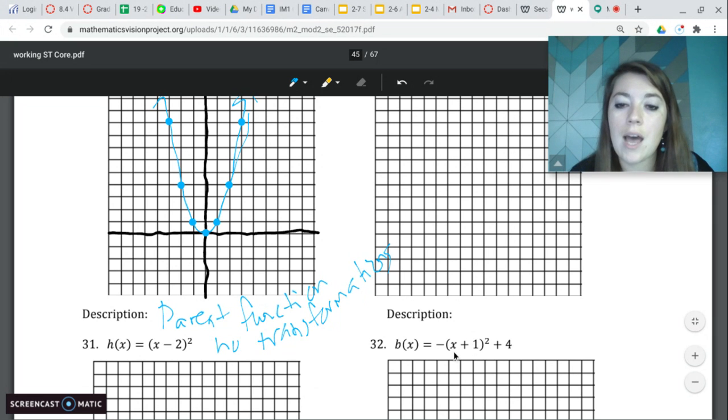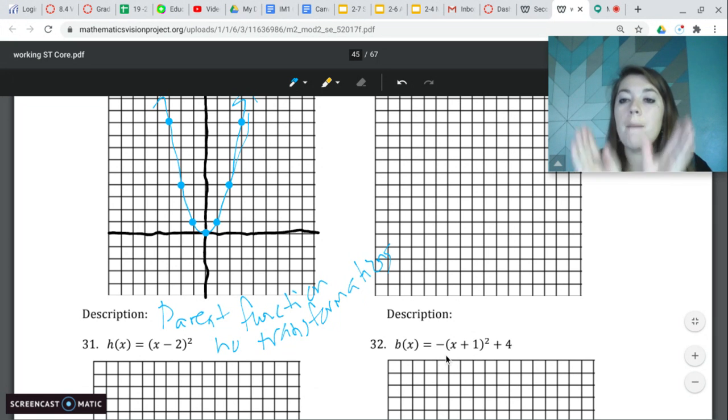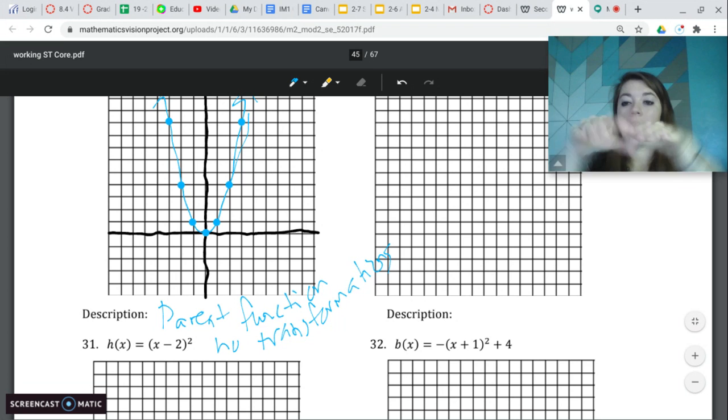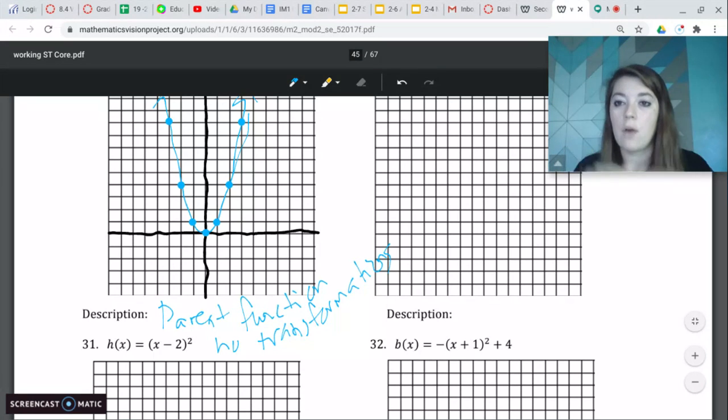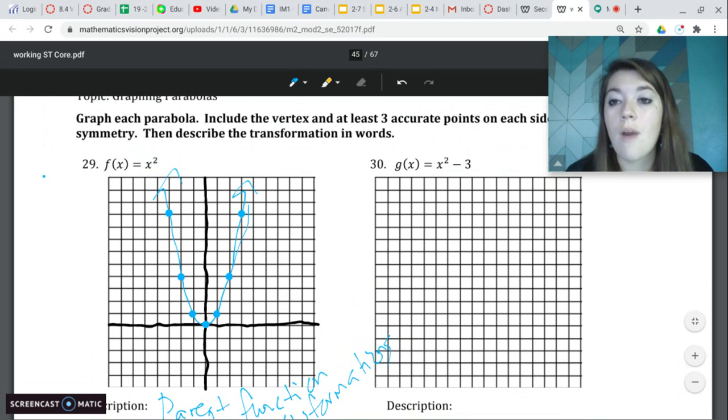And then if there's ever a negative on the outside of your parentheses, that means instead of going upwards, it's going to go down. It's going to be an upside down parabola. So it's going to look more like an N than a U. Okay? So that's just a little bit about those different transformations that you're going to see. I want to see how you guys do with graphing those out and describing their transformations.